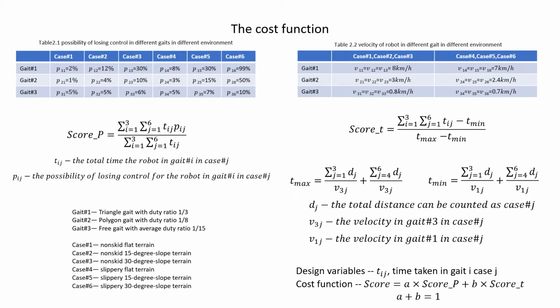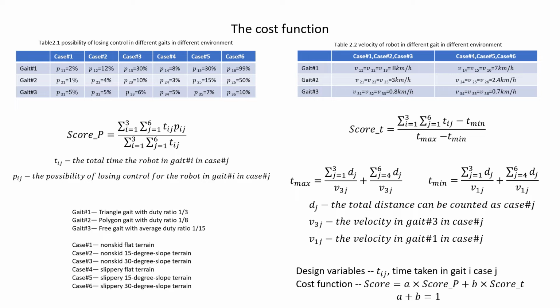To form a percentage value, I calculate the maximum time and the minimum time, which are calculated at the highest velocity and the lowest velocity, meaning all time in gait 3 or all time in gait 1. Then I take the sum of the two scores with the coefficients as a final evaluation score. By choosing different coefficients, the user can choose a preference for efficiency, stability, or balance.